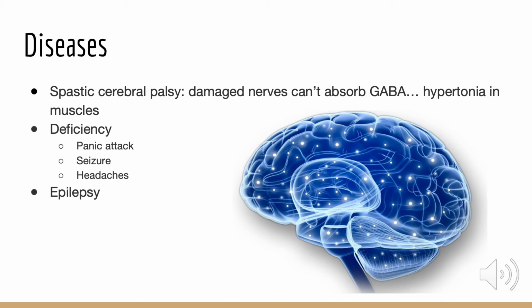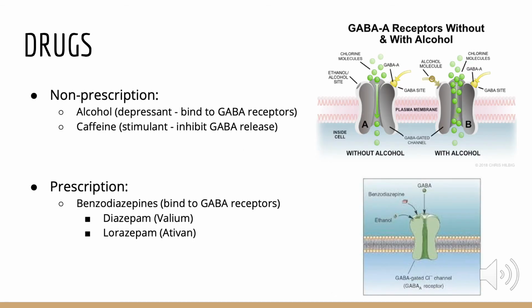Diseases. In spastic cerebral palsy, damaged nerves cannot absorb the GABA neurotransmitter. Diseases that lead to deficiency in GABA can also lead to panic attacks, seizures, and headaches. People who are epileptic will often experience seizures because they do not have enough GABA. The GABA is used to counterbalance all the excitatory signals that the muscles in the brain are receiving.